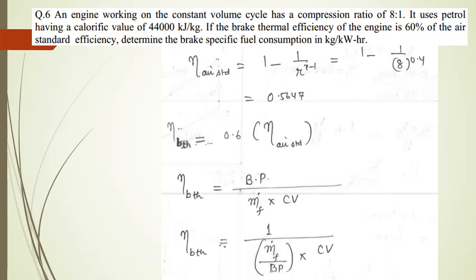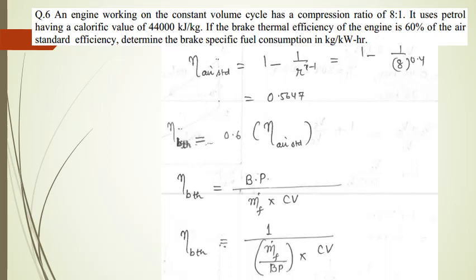So basically the numerator is the output, meaning the power generated by the engine as useful power available on the brake drum, and the denominator of this expression for brake thermal efficiency is mf dot into Cv, which is the rate of energy generated by burning of the fuel, by the combustion of the fuel.